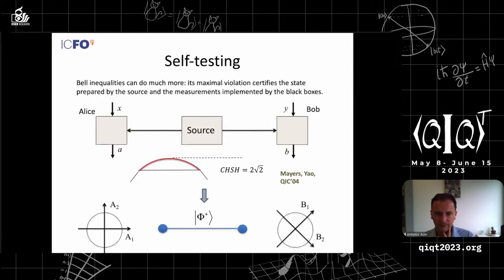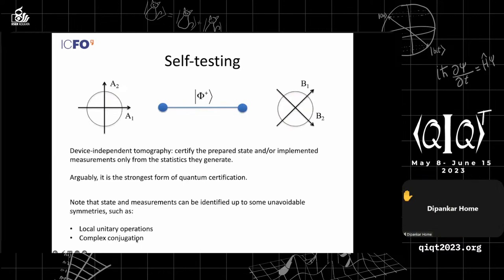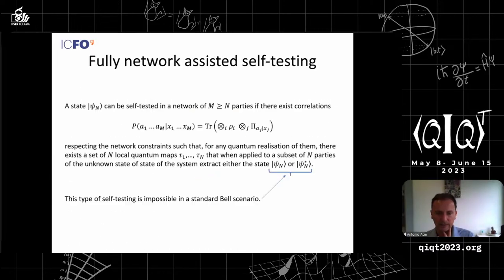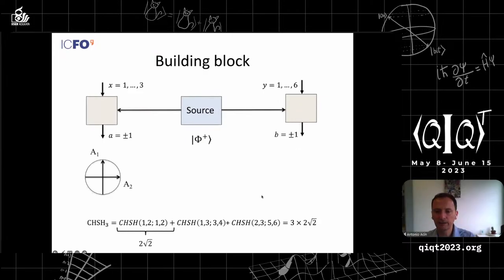Where did I have it? Okay, yes, these settings. So I will do that. I take these settings, and 1 and 2 will be the ones giving me the corresponding violation.